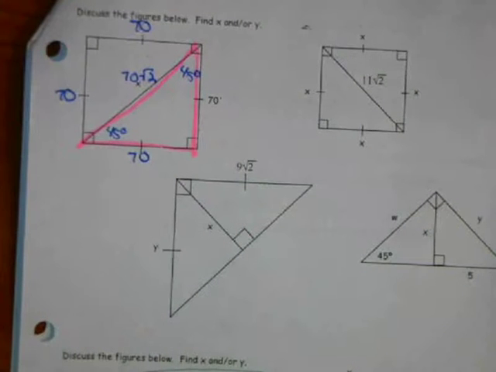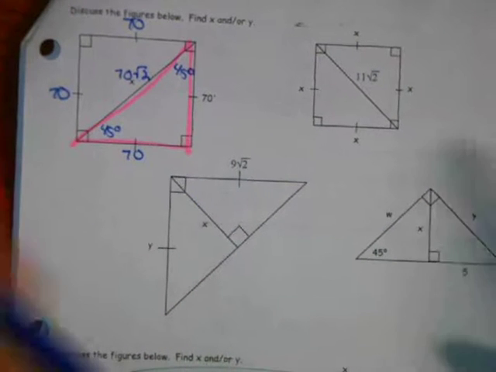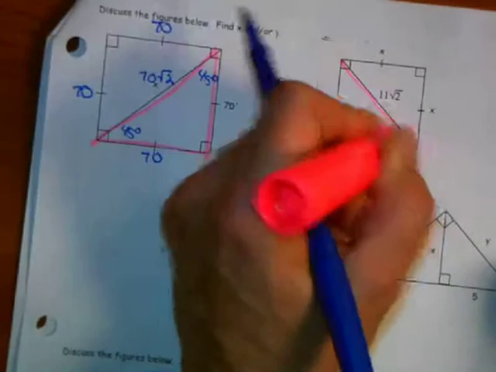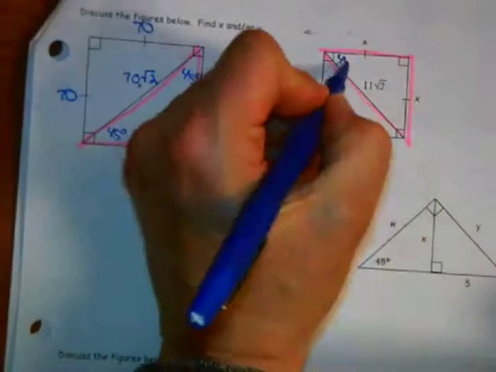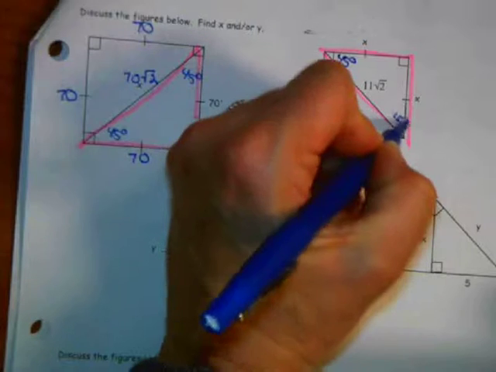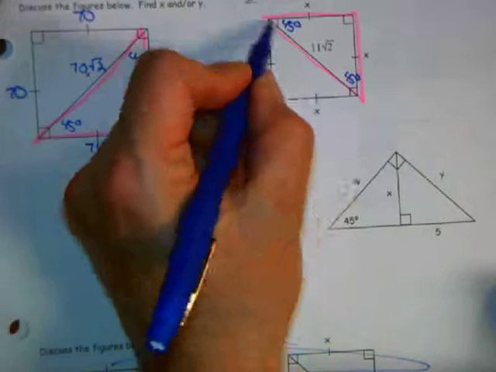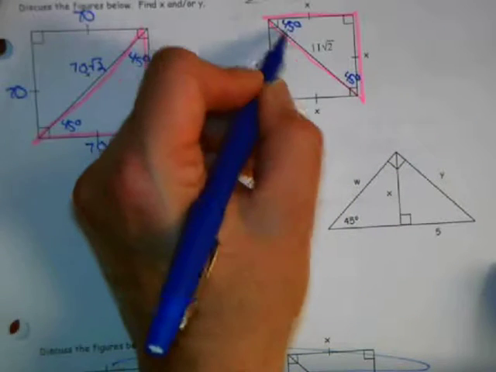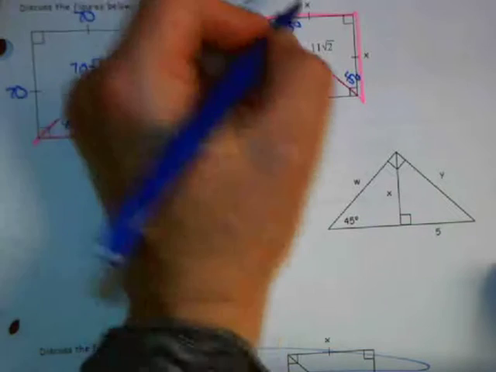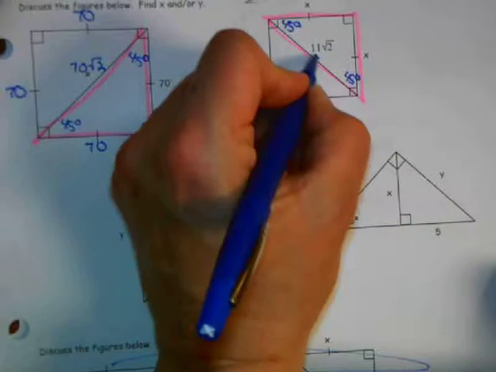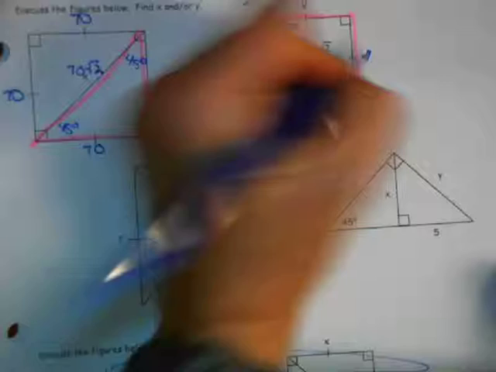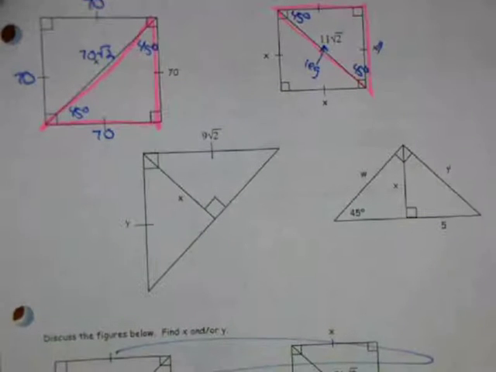Again. I have to find the leg. I know from this drawing that this is an isosceles triangle. That means this has to be 45 and this has to be 45. The hypotenuse is 11 times the square root of 2. So the leg must be what number? 11. The leg has to be 11. Because the hypotenuse is 11 times the square root of 2.